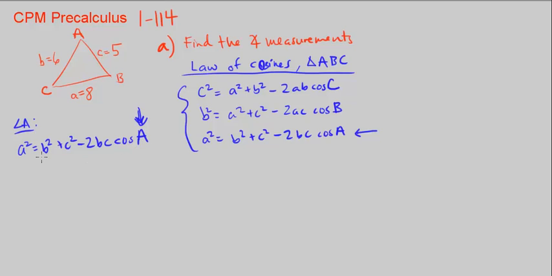So first of all, let's subtract b squared and c squared from both sides. So we get a squared minus b squared minus c squared on the left, and on the right we just have negative 2bc times cosine angle A. Then let's divide both sides by negative 2bc. So we get a squared minus b squared minus c squared, divided by negative 2bc, equals cosine of A.